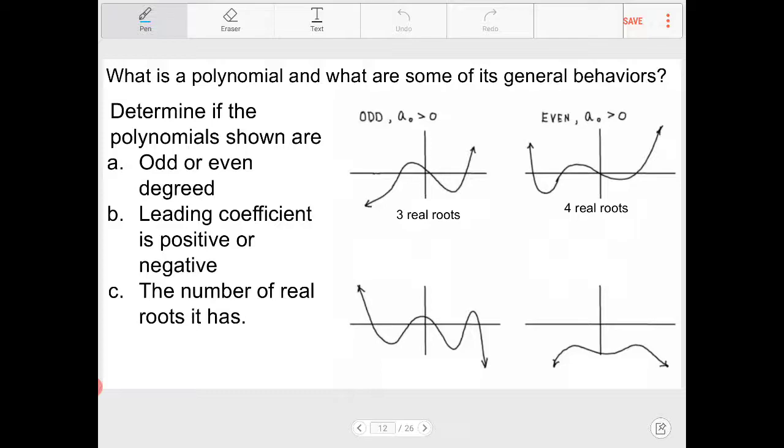The next one definitely looks odd because the end behavior is opposite, and the leading coefficient must be negative, and I also see that there are 5 real roots here. The last one, end behavior is the same, therefore it has to be an even degree polynomial because it's heading towards a negative direction. The leading coefficient must be negative, and there are no real roots. There are 0 real roots.